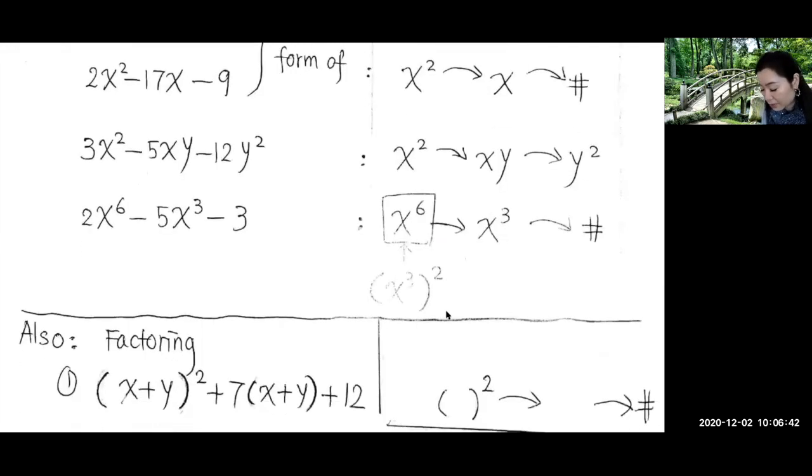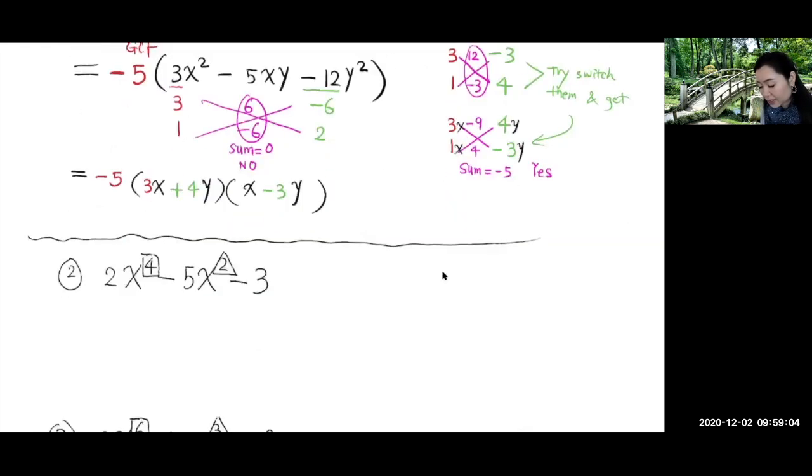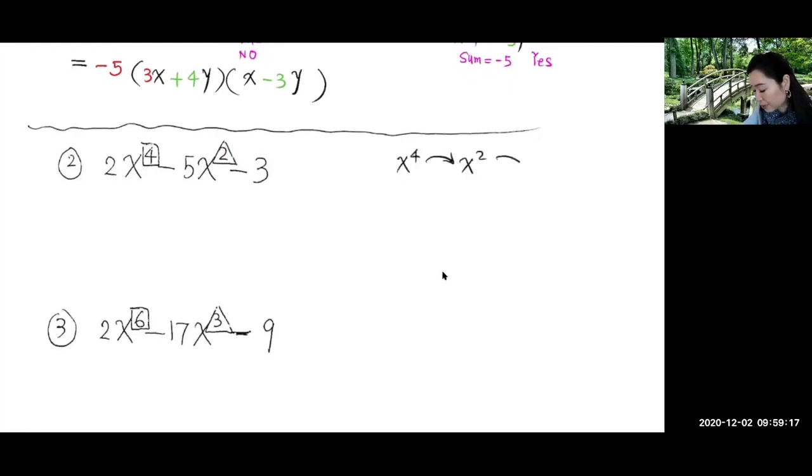I know that you might not be able to see this. This is x cubed, and then this is square. This is x cubed. So x to the 6th power is the square of x cubed. So that's why you can do that. This one over here, you see that this is x to the 4, right? This is x to the 4, and then x squared, and then number. So we can try and error factoring.